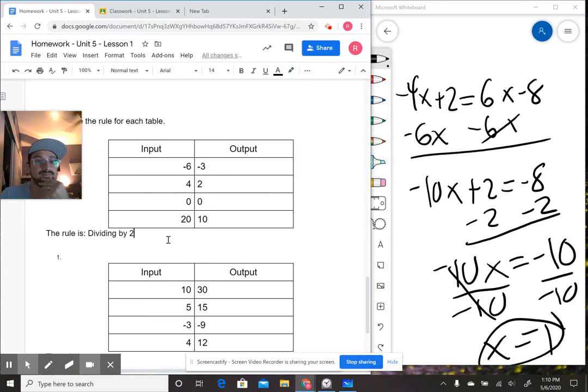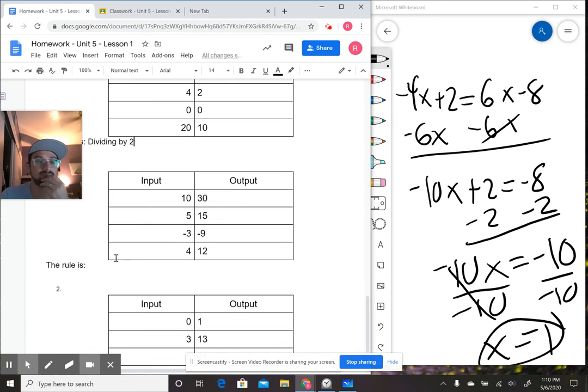Okay. And now for the next one, you can see that the numbers are growing. So 10 and 3, 5 and 15, negative 3. So the rule is multiply by 3, I think, right? 10 times 3 is 30, 5 times 3 is 15. Yeah, multiply by 3.